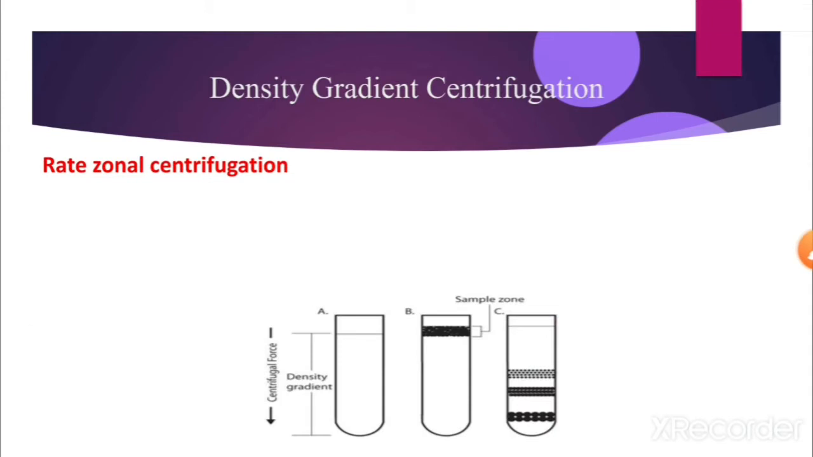Next technique, density gradient centrifugation. Now this technique is mainly divided into two types: rate zonal centrifugation and isopycnic centrifugation. First we are going to see what is rate zonal centrifugation.